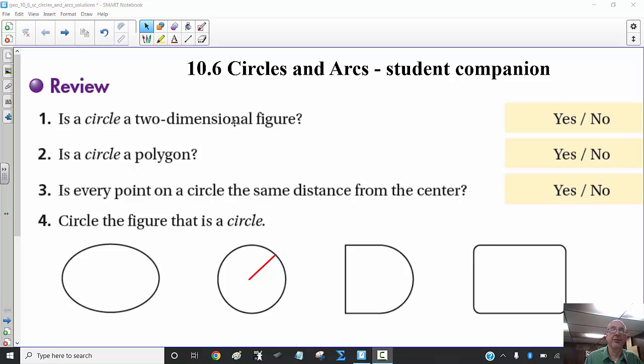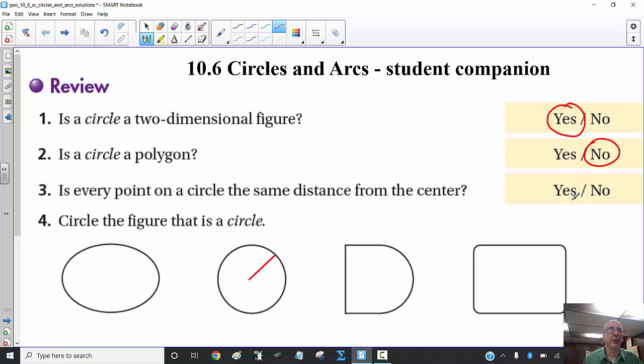Is a circle a two-dimensional figure? Yeah. Let's see. Is a circle a polygon? No, it doesn't have multiple sides. Okay. And is every point in a circle the same distance from the center? Well, let's skip that one and go to number 4. Circle the figure that is a circle.